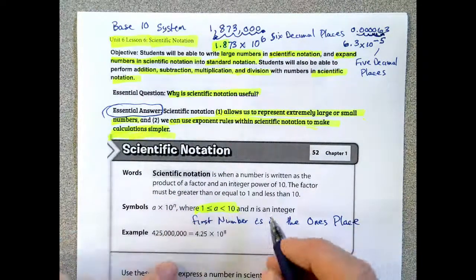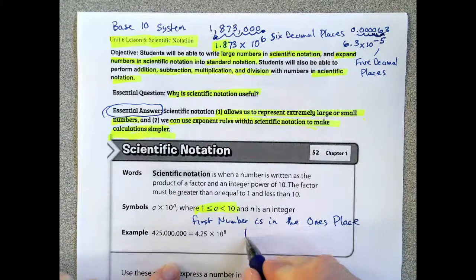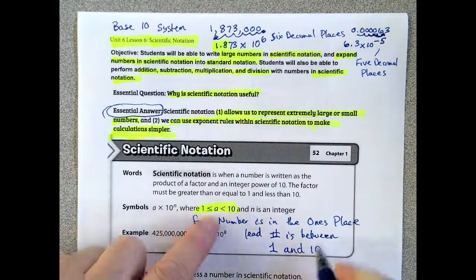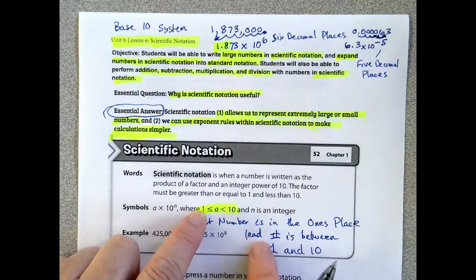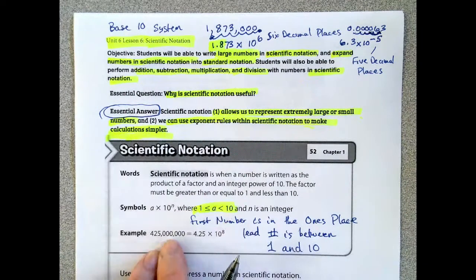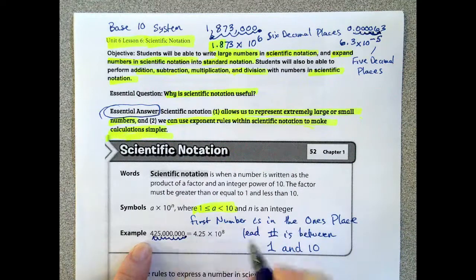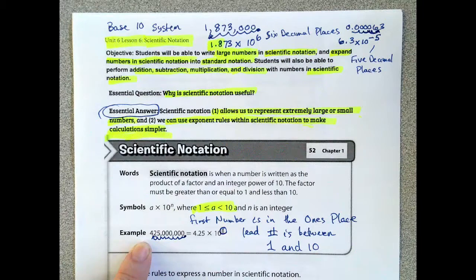So the lead number is between 1 and 10. This is a fancy way of saying that the first number is between 1 and 10. So you can see this huge number here. The decimal point was here. 1, 2, 3, 4, 5, 6, 7, 8 spots, and that's why it's indicated that you've moved it 8 spots.